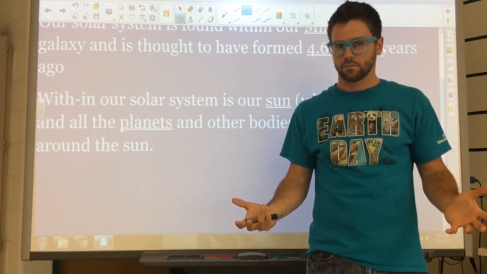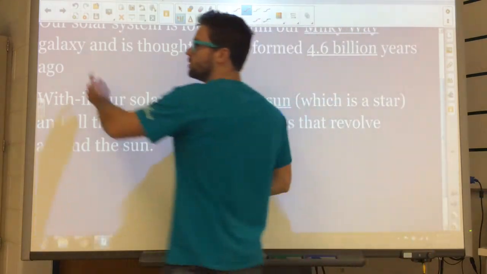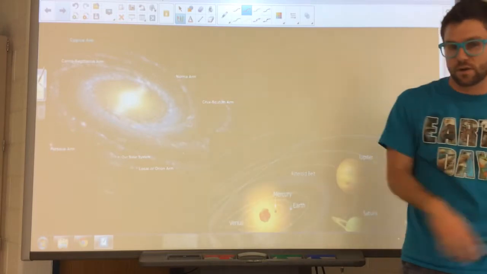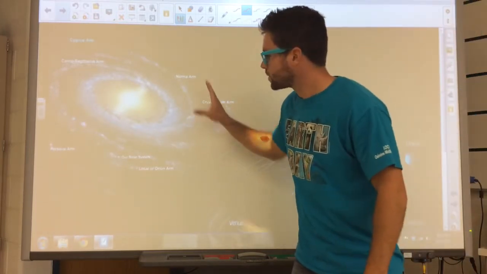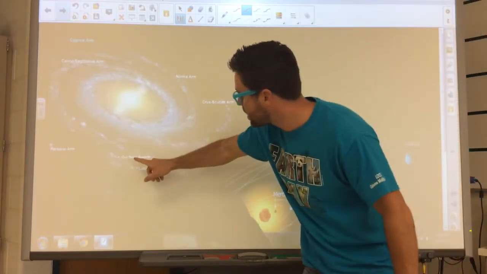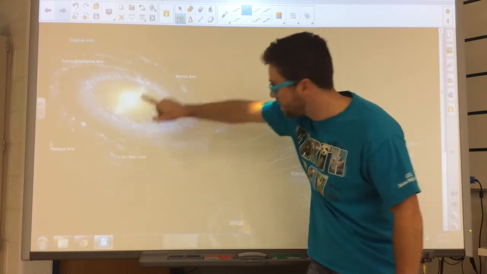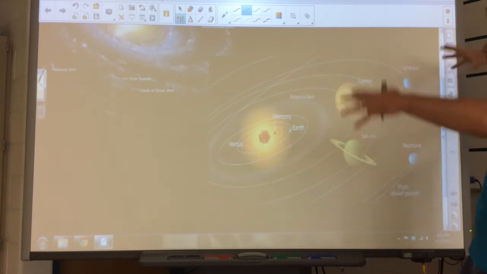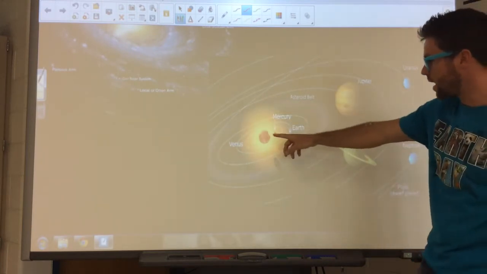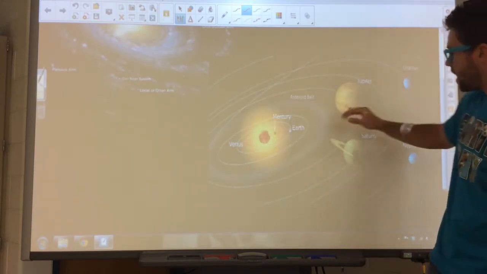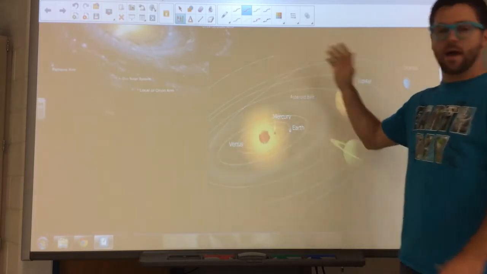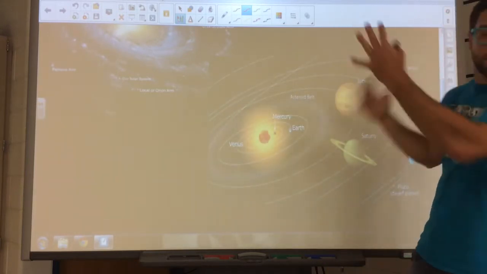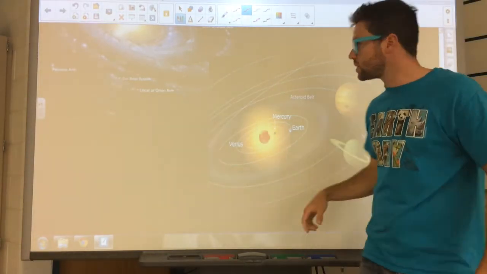Mind blown yet? All right, let's continue. Here's another picture of our solar system. Right here is the Milky Way galaxy. Right here is our solar system. And then we get a little bit smaller. There, boom, sun, all of our planets. We've got an asteroid belt here, and then Pluto's orbit, which is different than all the rest. So there's our solar system.